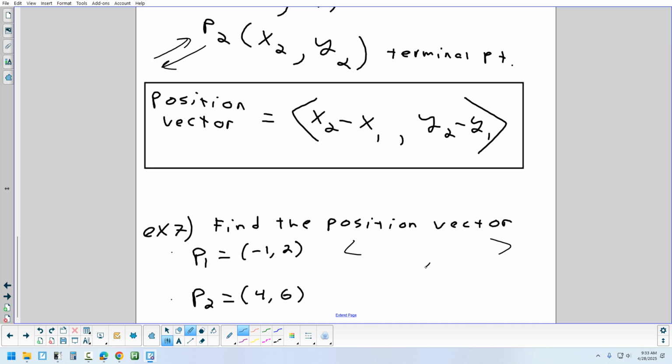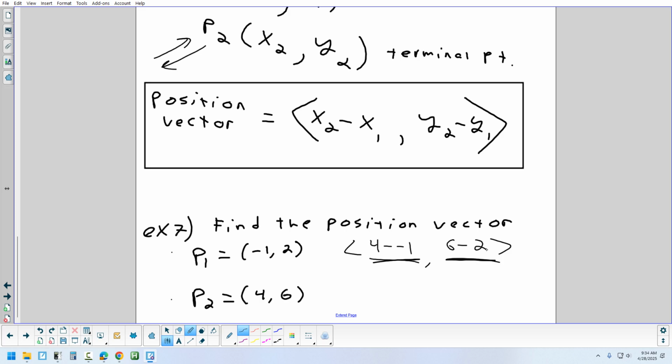What's going to be my calculation to find the horizontal component of my position vector? X2 minus X1. Yep. What's x2 in this case? So 4 minus -1. And what's the calculation for my vertical component? 6 minus 2. Basically what you're doing is you're finding the length of each side of a triangle, a base and a height.